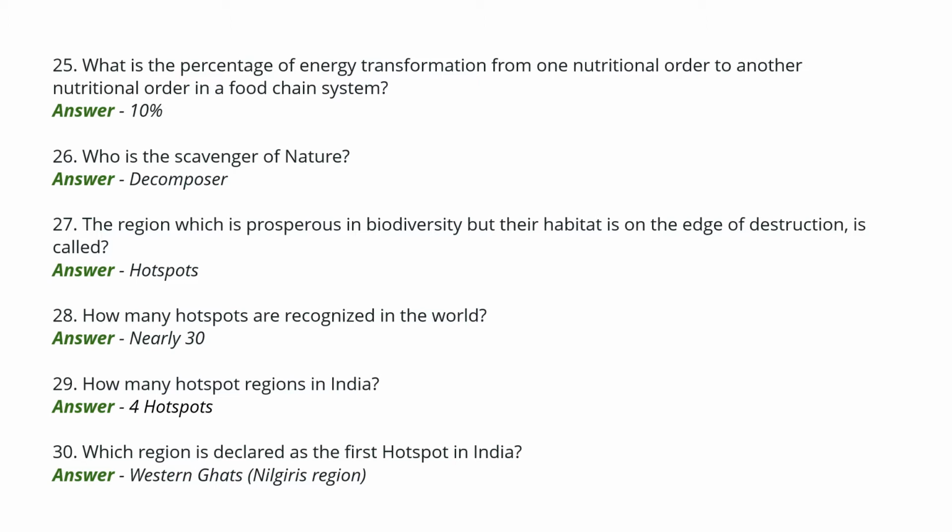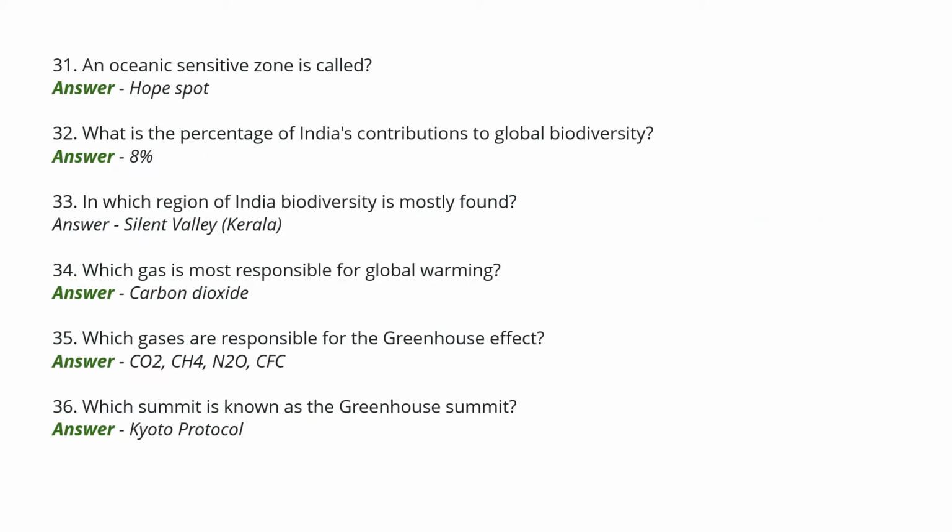Which region is declared as the first hotspot in India? The answer is the Western Ghats. The Nilgiris region of the Western Ghats is declared as the first hotspot in India. Next question 31. An oceanic sensitive zone is called dash. It is called a Hope Spot.